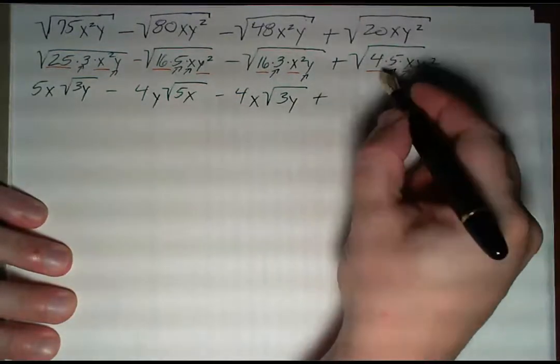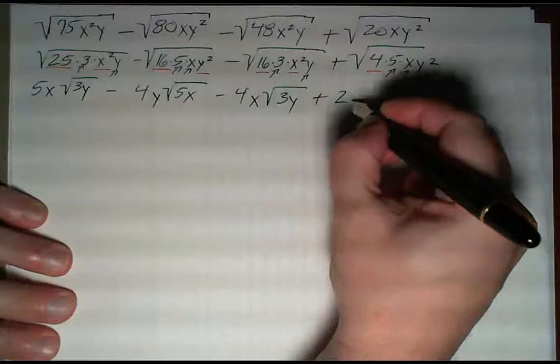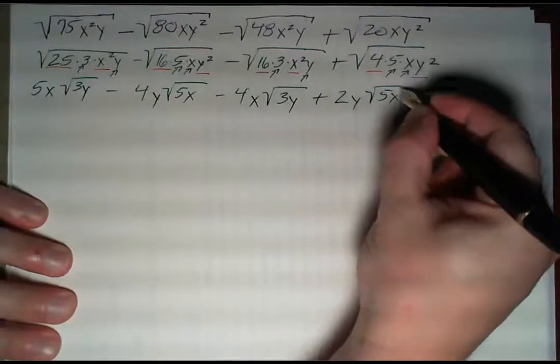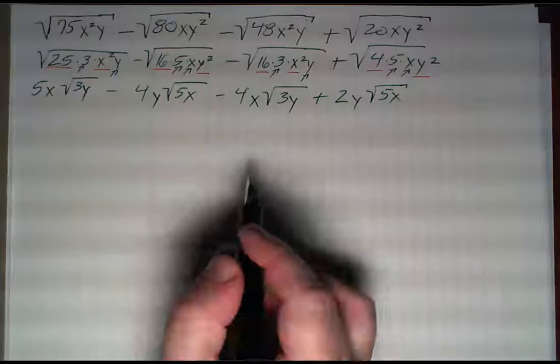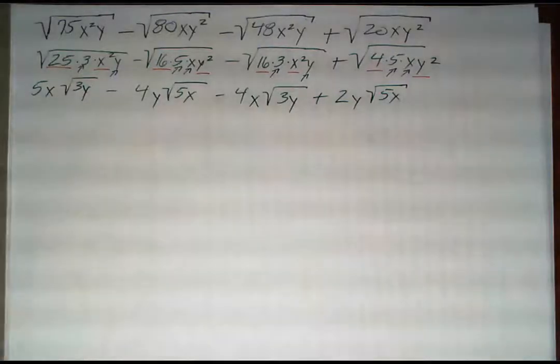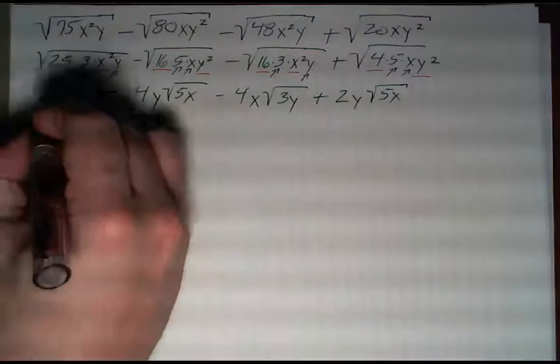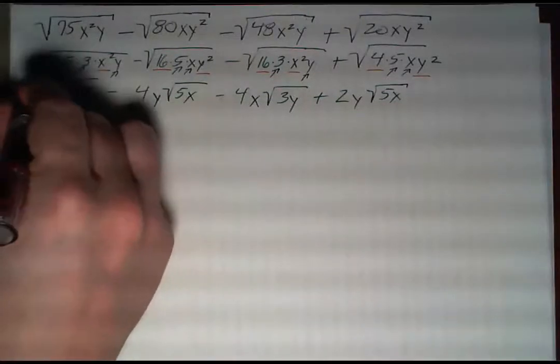And then here, square root of 4 is 2. Square root of y squared is y. And then under the radical, you'll still have a 5 and an x. Alright, now looking closely here, it turns out that we actually have some terms that we can combine, some like terms. And I like to mark those.